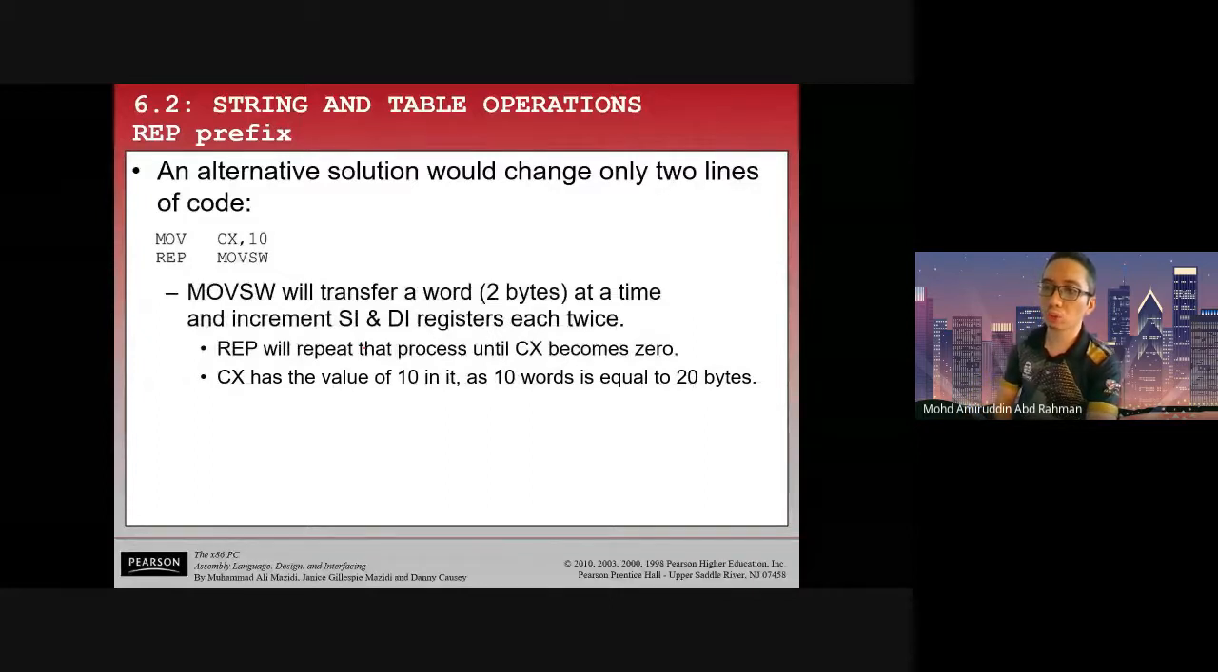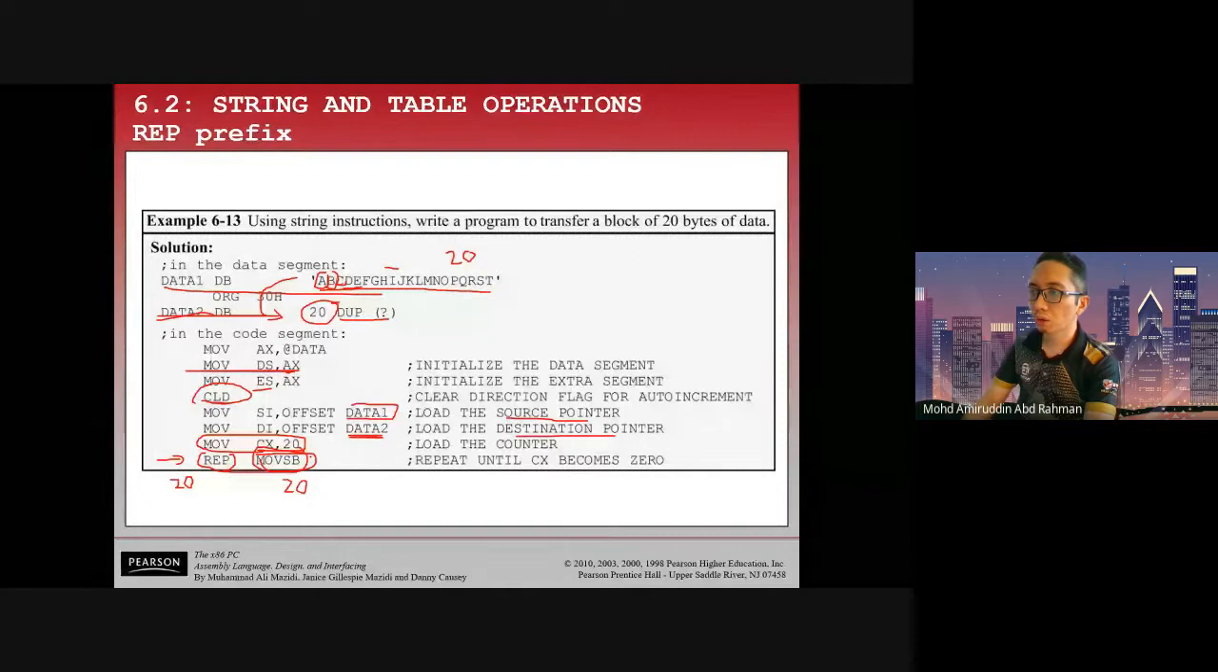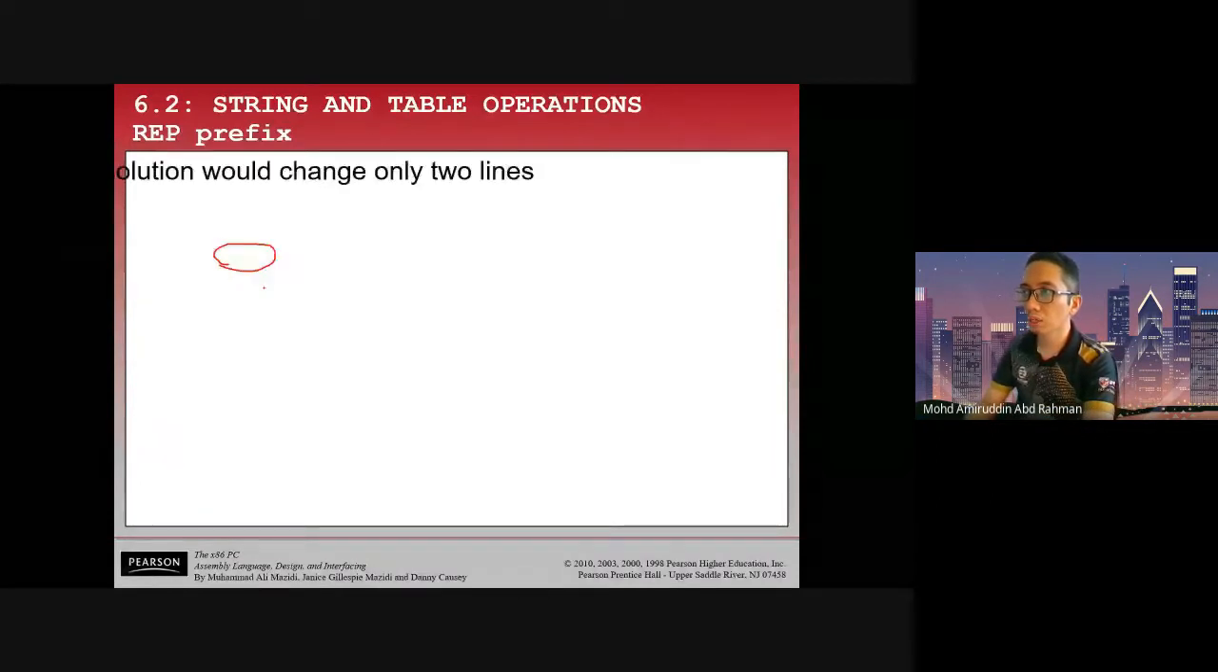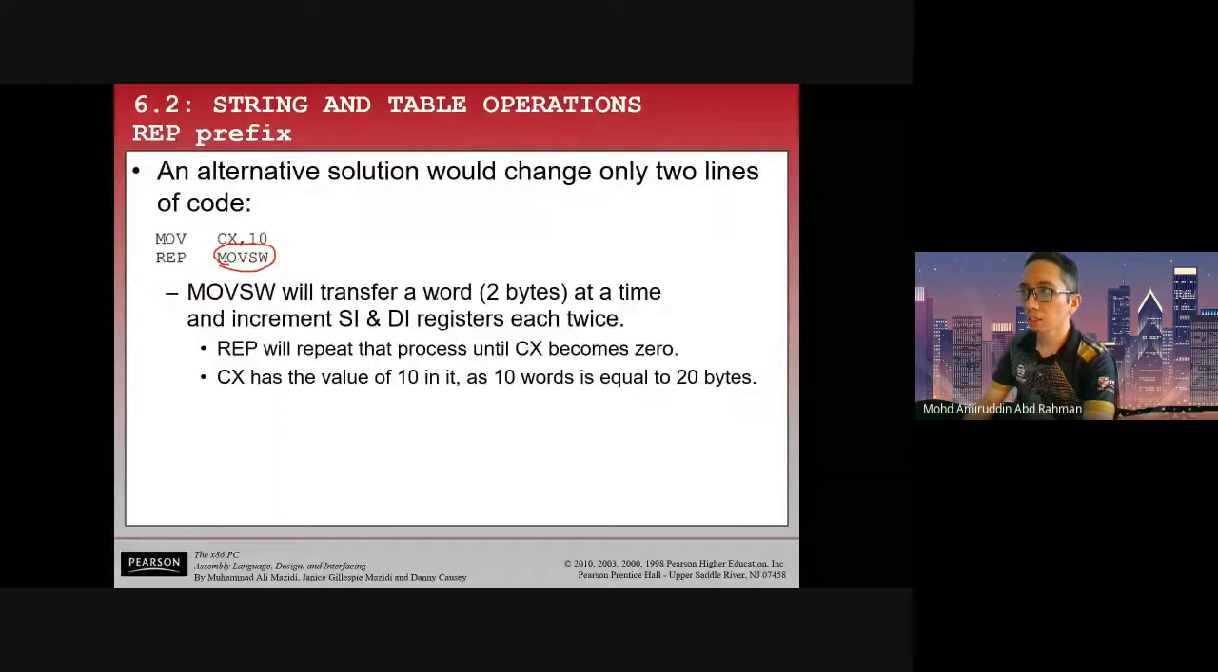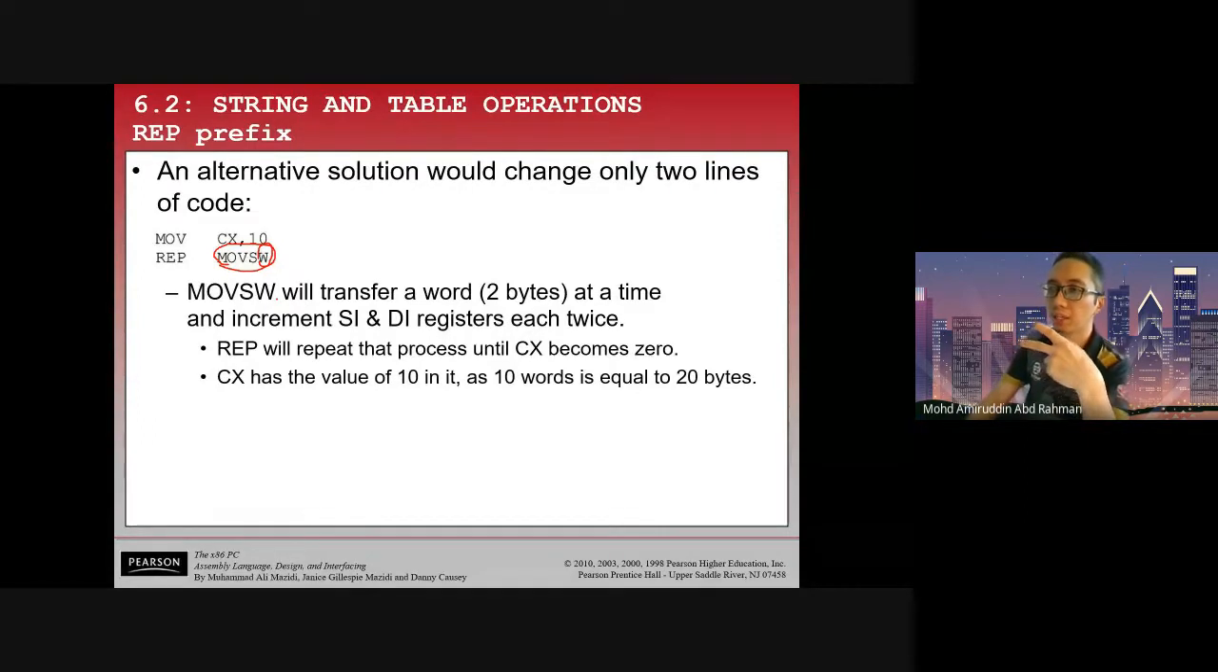You can also change the way you do the programming by using MOVSW. Here you use MOVSB, where SB stands for byte, so you can transfer one by one. But when you use W for word, you can transfer a word, meaning up to 2 bytes. You transfer AB together, and CD, and GH, and so on.